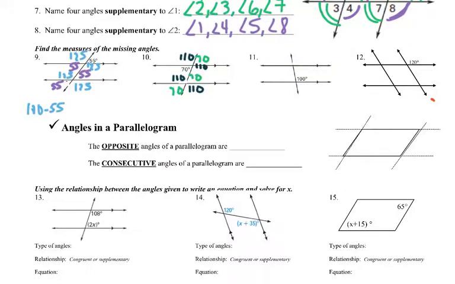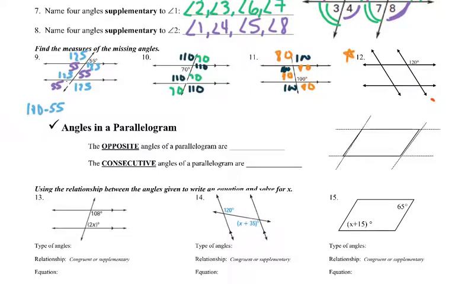I also like this example with the 100, 100, 100, 100, 100. And if I subtract from 180, do you know what 180 minus 100 is? You're right, 80, 80, 80, 80, 80, 80, checkerboard.